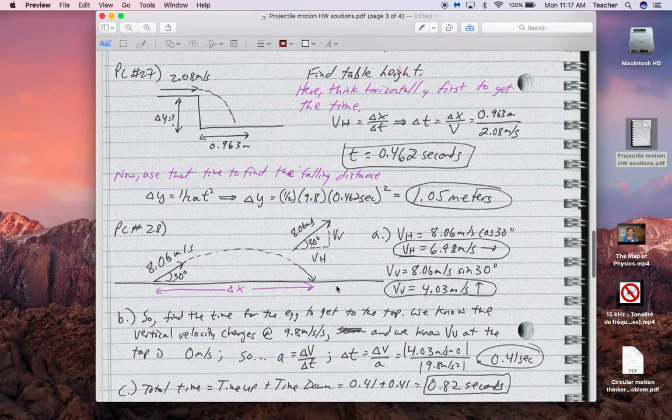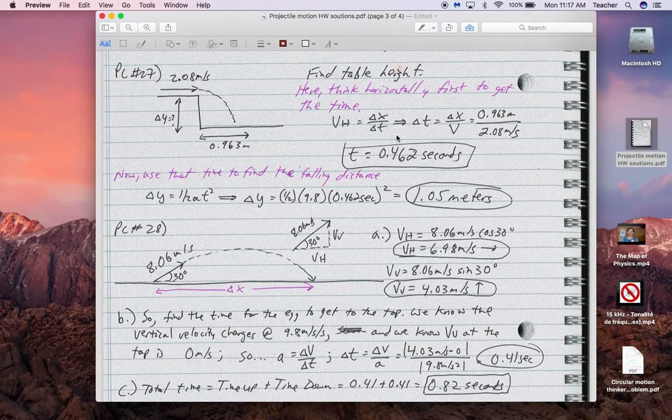27 is the final one where we're launched horizontally. So it's a little different because now we're trying to find the table height. Here we know the horizontal speed, and we know the horizontal distance. So if we know those two things, I'm going to find my time using a horizontal equation.